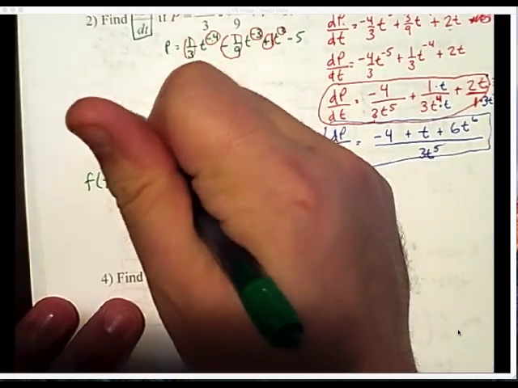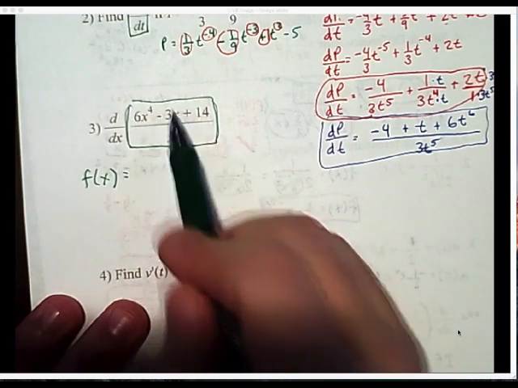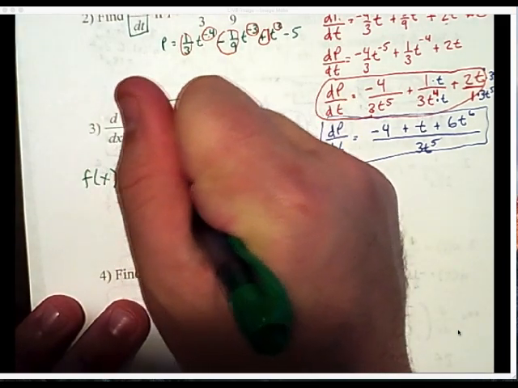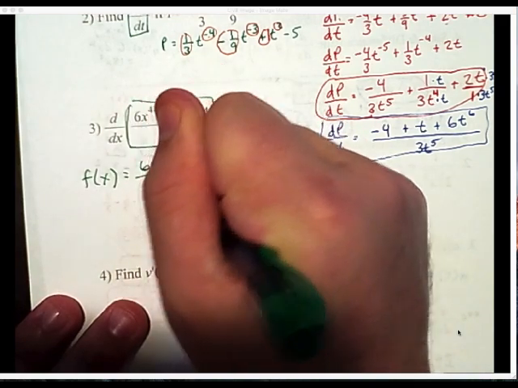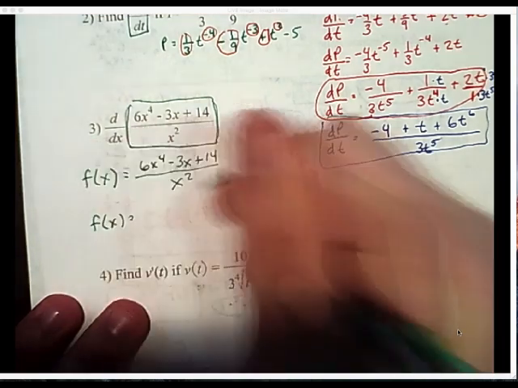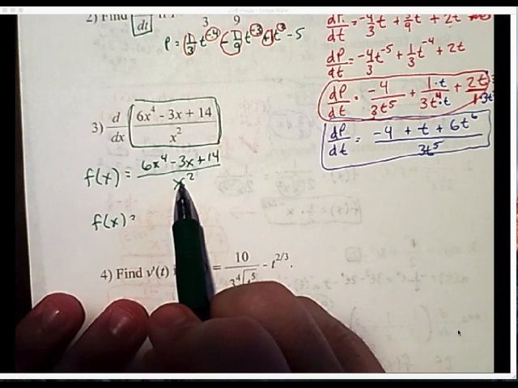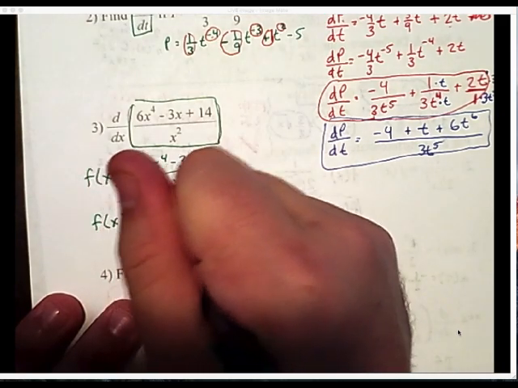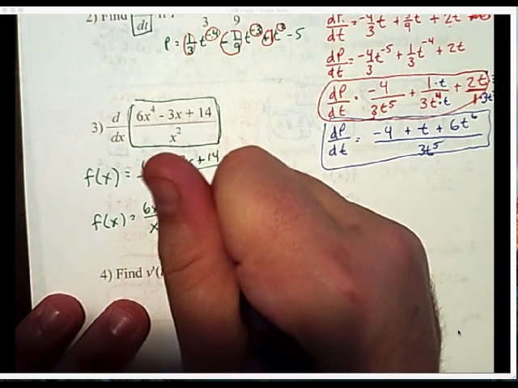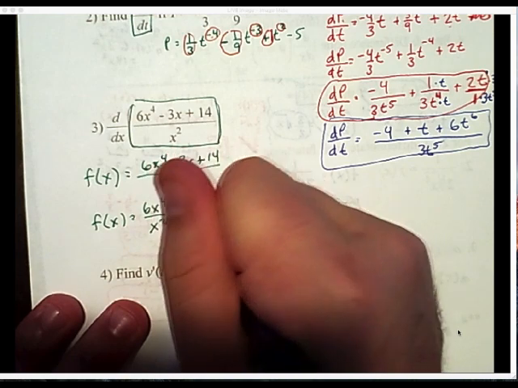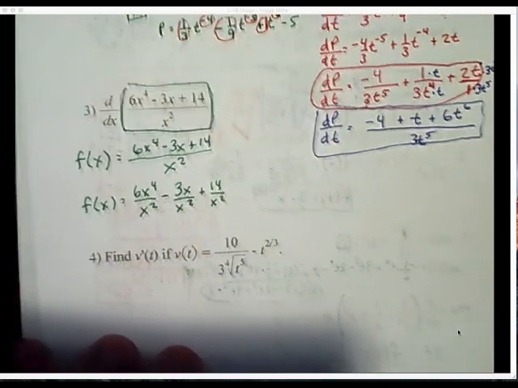Okay, here's the function, here's the inside function. They're just writing it a different way. It means find the derivative of this function. So 6x to the 4th minus 3x plus 14 all over x squared. What I can actually do with this is I can break it up. I can take each term in the numerator, each of these 3 terms, and I can divide each one by x squared. That's allowed. Okay, because this is just the reverse process of getting a common denominator. So I could write the function like that.